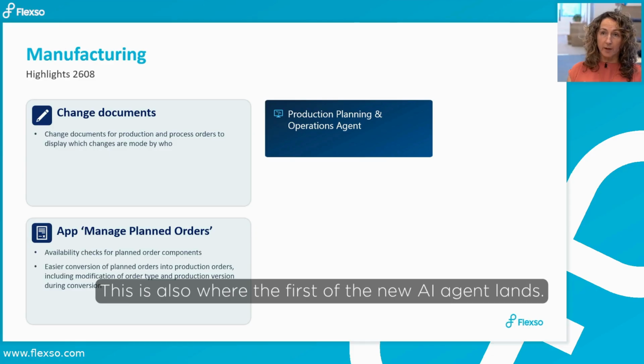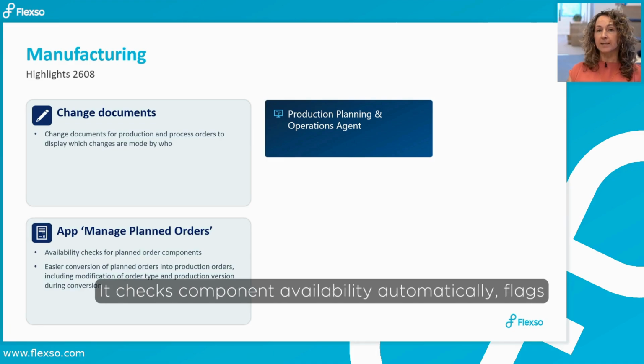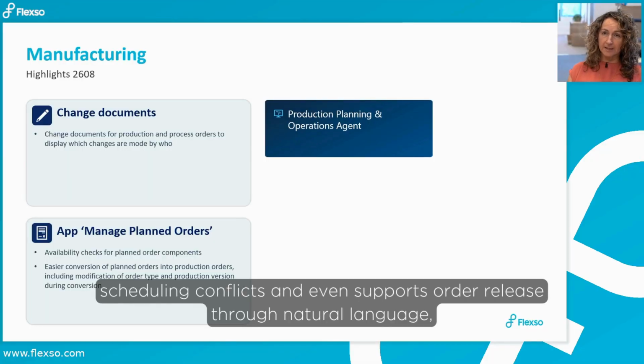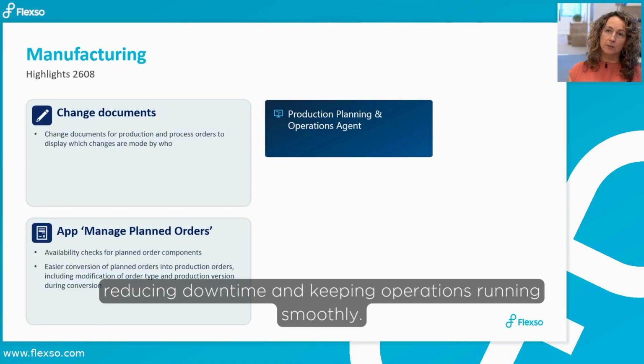This is also where the first of the new AI agents lands, the Production Planning and Operations Agent. It checks component availability automatically, flags scheduling conflicts, and even supports order release through natural language, cutting routine manual work, reducing downtime, and keeping operations running smoothly.